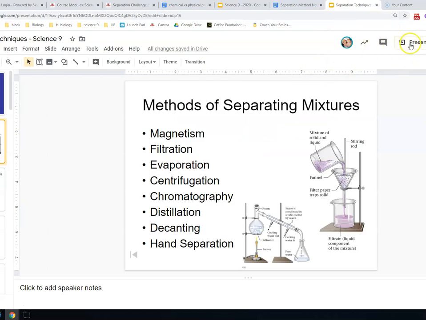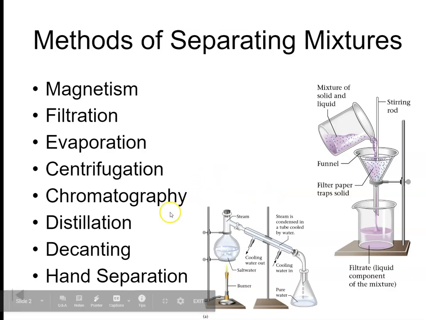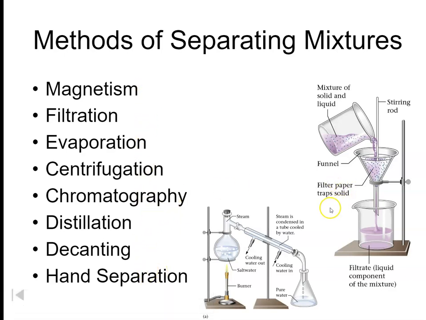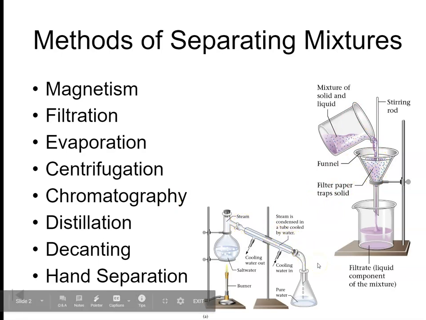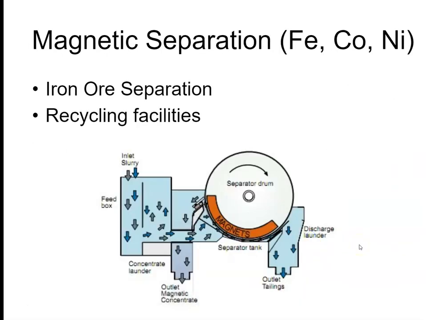So to begin, we're going to be focusing on magnetism, filtration, evaporation, centrifugation, chromatography, distillation, decanting, and hand separation, to name a few methods that we're going to be using in class. So as you can see, there's lots of different types of equipment that we can use for separating different items. And it all comes down to the physical property that is necessary to separate a mixture.